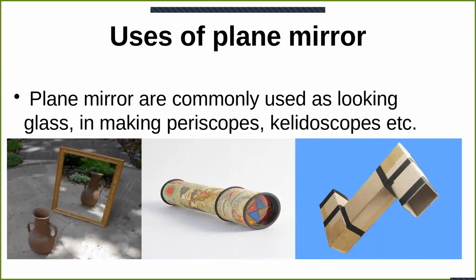In the previous video, we already discussed the definition of light, the definition of reflection of light, as well as the definition of plane mirror and properties of plane mirror. Today we move towards uses of plane mirror. Plane mirrors are commonly used as looking glass and in making periscopes, kaleidoscopes, etc.